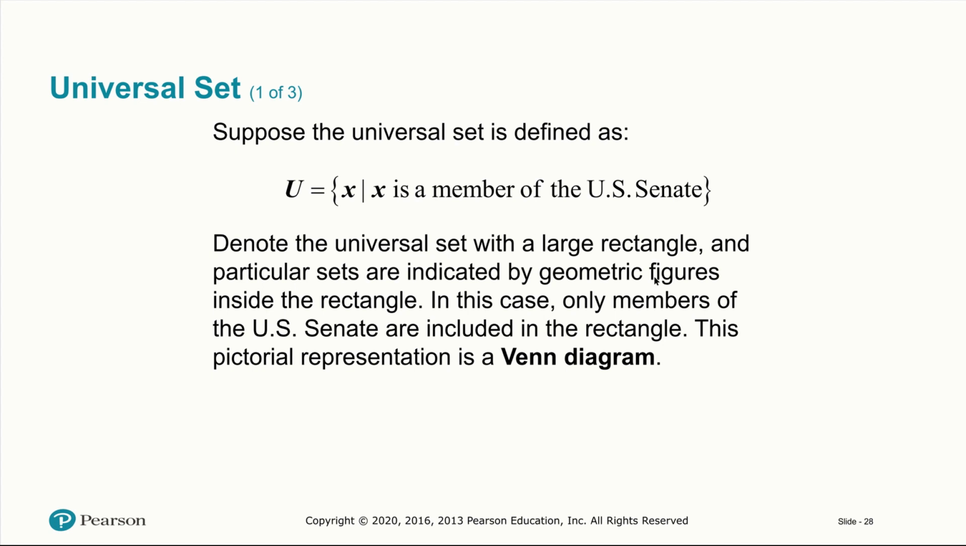When it comes to a more graphic approach to sets, what we do is we denote the universal set with a large rectangle, and then the particular sets that are within that universe, we use normally circles, or we can use other geometric figures as well, but normally we use circles. In this case, only members of the US Senate are included in the rectangle, and we call such a pictorial representation a Venn diagram. So let's take a look at the Venn diagram for this scenario.